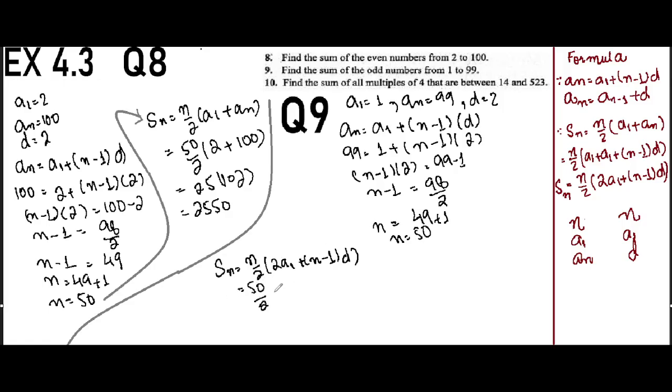50 by 2 into 2 into a1, which is 1, plus n is 50 minus 1 is 49, into d, which is 2. So this is equal to 25 into 2 plus 98. It is equal to 25 into 100, which is, sorry, 2500. Yes. So this is the answer for the sum of all numbers from 1 to 99.